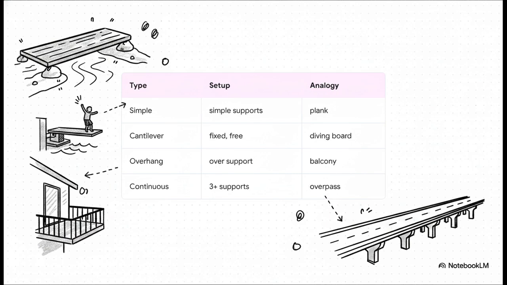A cantilever beam is rigidly fixed at one end and totally free at the other. It's exactly like a diving board. An overhanging beam sits on supports but extends slightly beyond them, kind of like a protruding balcony on an apartment. And a continuous beam rests on 3 or more supports, very much like a long highway overpass. Honestly, connecting these terms to real-world analogies is going to make them instantly relatable when you're sitting in your exams.